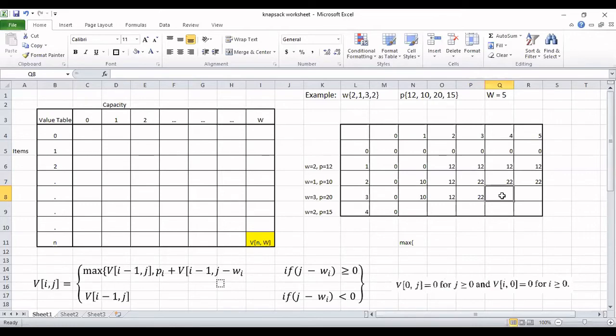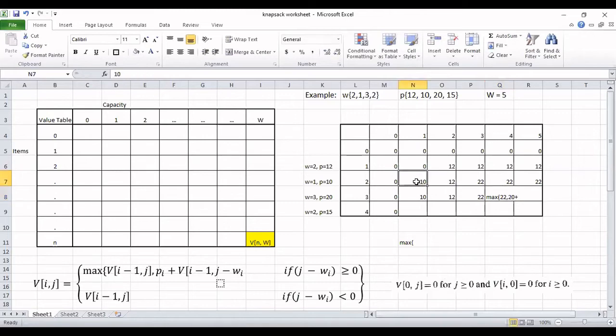Now how about when you have capacity 4? Item 1 plus item 3. Correct, because item 1's price is 10 and item 3's price is 20, so 10 plus 20 is 30, and earlier it was 22. Now I can fit items 1 and 3 instead of items 1 and 2. So mathematically, we go for the max of previous profit, that is 22, comma, 20 plus V of I minus 1, J minus Wi.